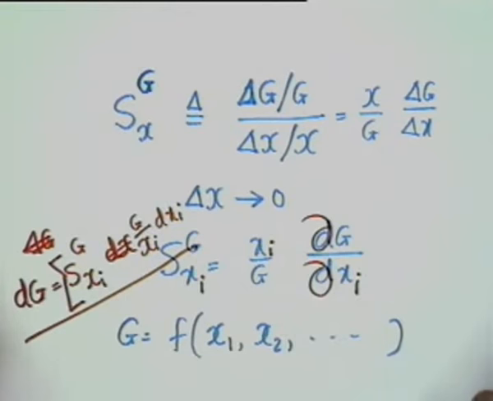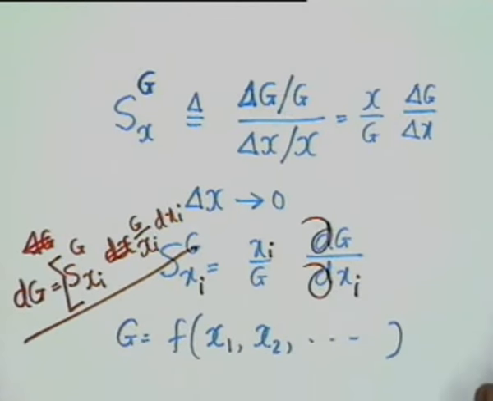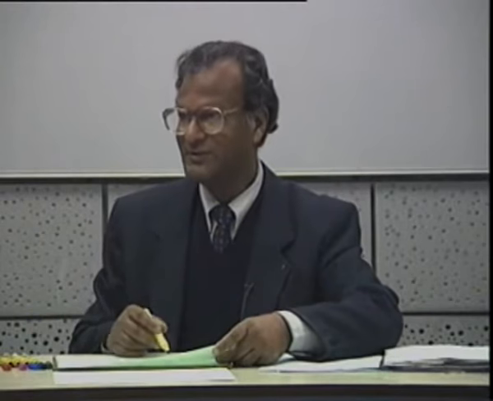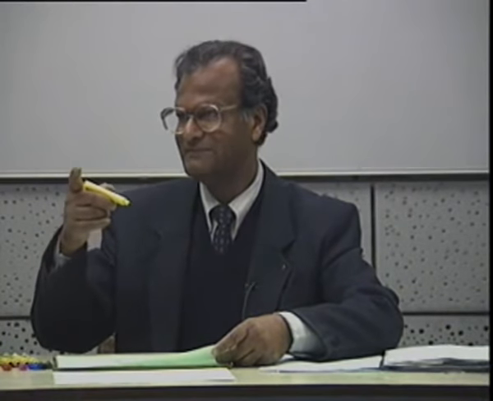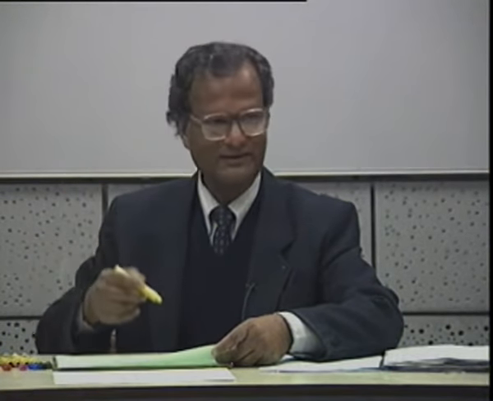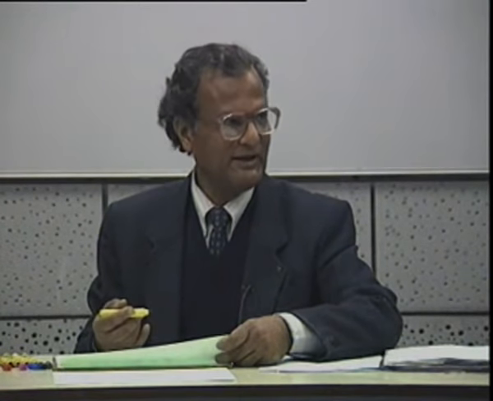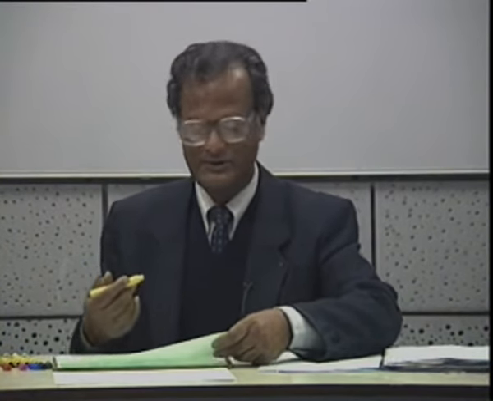Now in the context of our discussion of negative feedback amplifiers, we are going to consider one parameter at a time, and we shall not be concerned with the total change. This of course we have done when we were doing the bias calculations, bias stability, isn't it? We considered three parameters: VBE, ICBO, and beta, and we found out the total change.